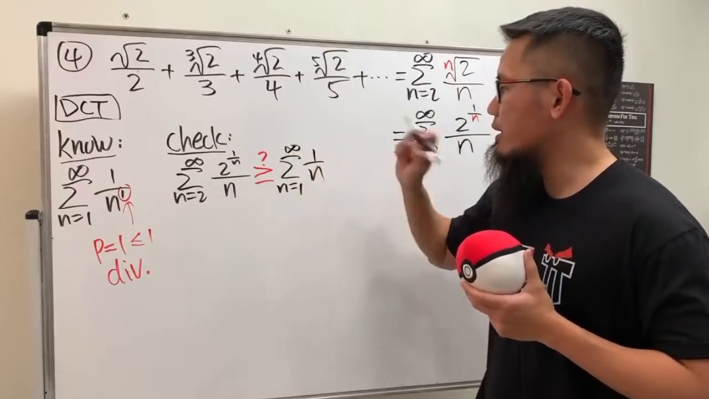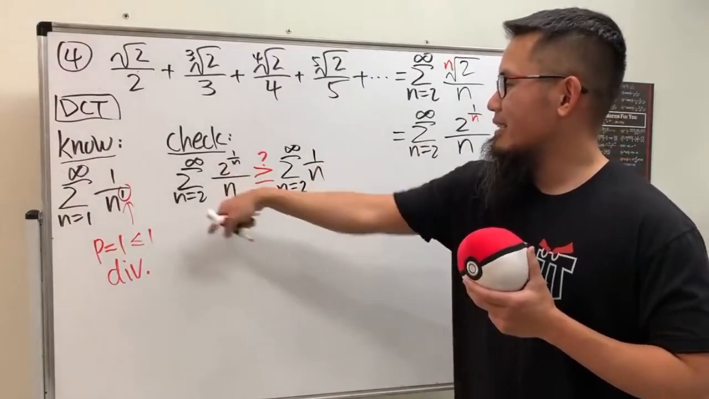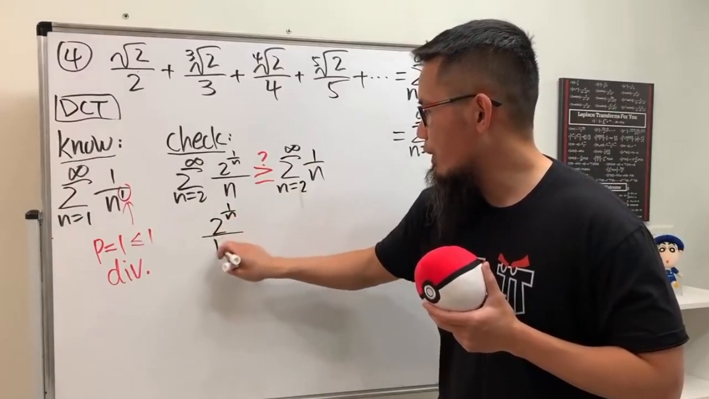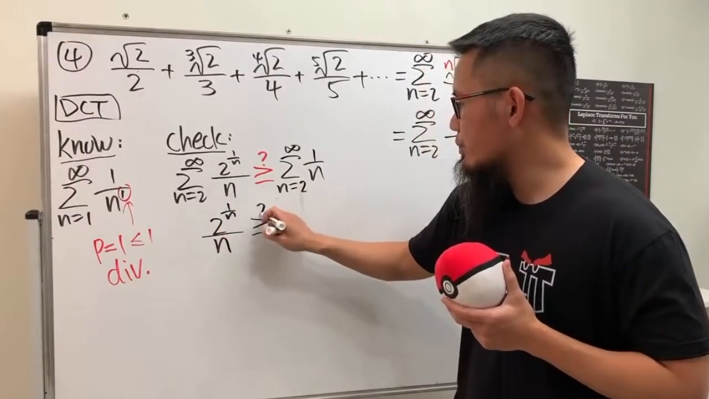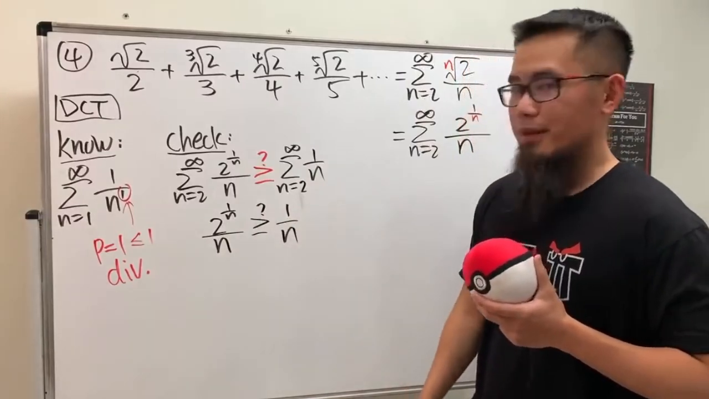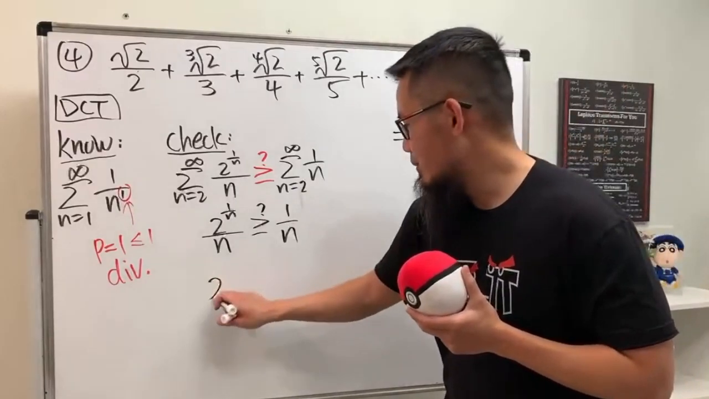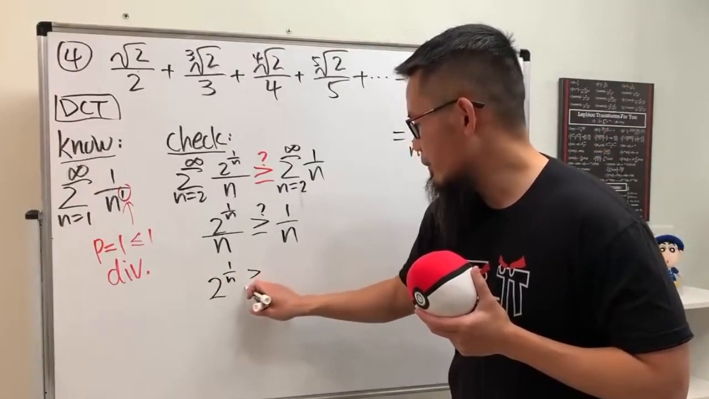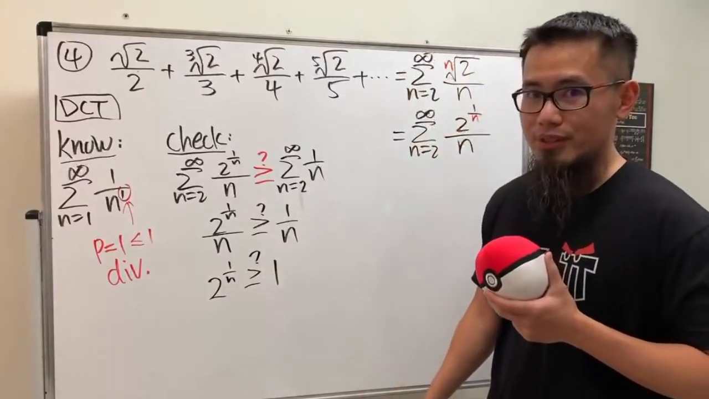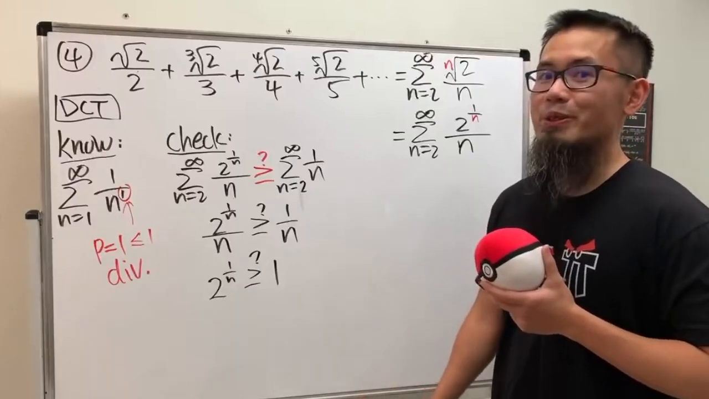1 over n. Well, oops, sorry. Take out the summation, look at 2 to the 1 over n. Is this greater than or equal to 1 over n? Multiply n on both sides. Is 2 to the 1 over n greater than or equal to 1? Is this true or false? The answer to this is true.